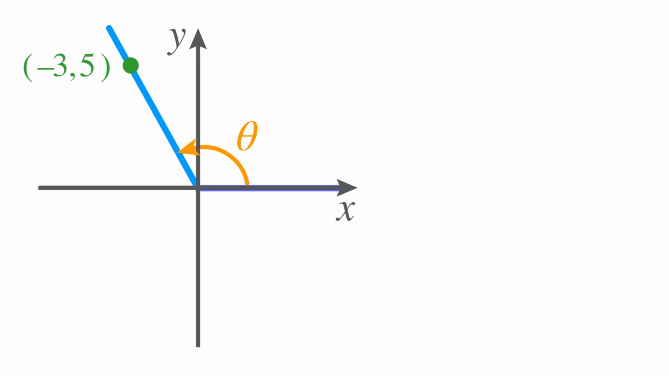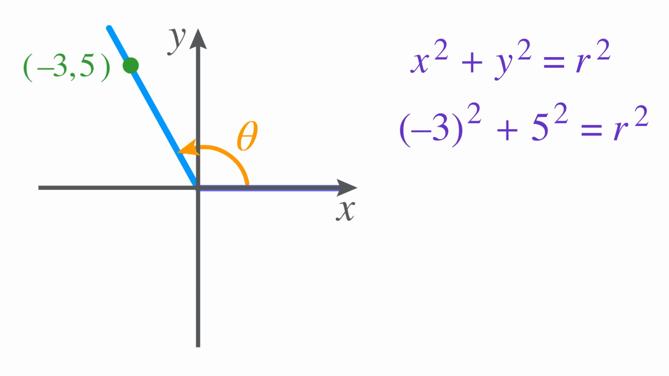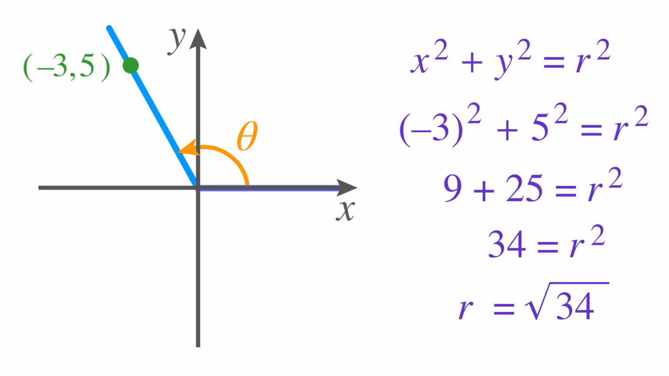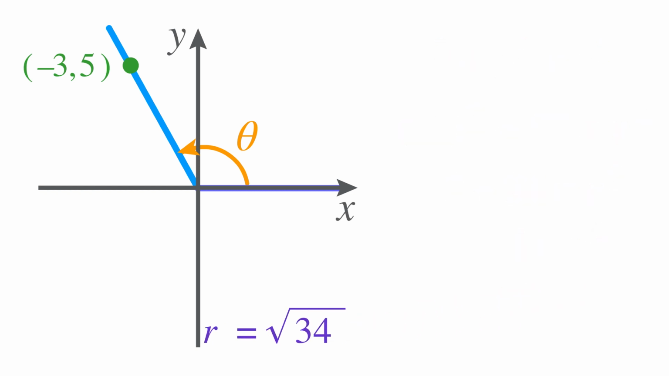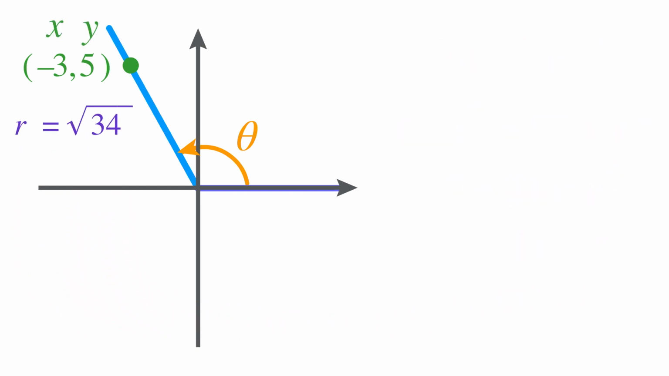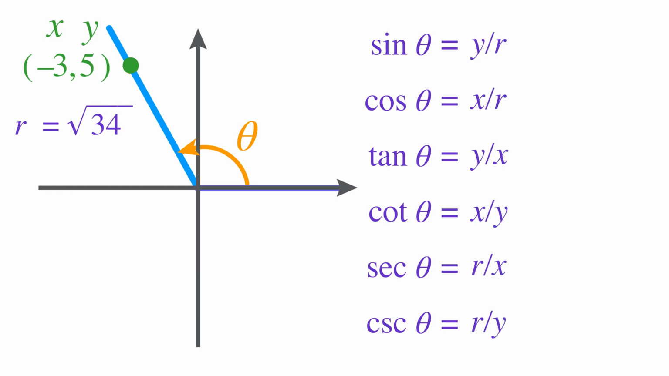We do need the radius value, which we can get by using the relationship x squared plus y squared is r squared. This should look familiar to you from equations of circles as well as the Pythagorean theorem. Now that we know x, y, and r, the trig function outputs are quick and easy.